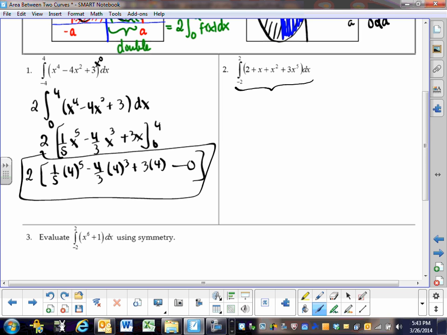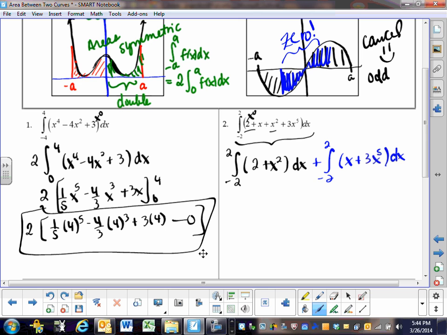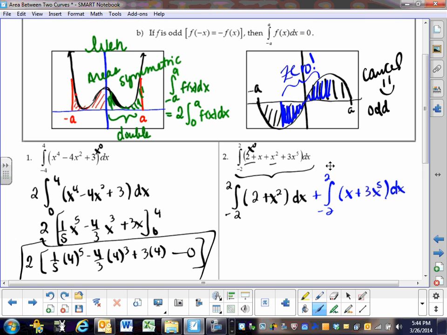If I have a function that can split up, I can even split this up because it's adding and subtracting: 2, which is even, plus x squared, which is even, dx. So I'm taking the x to the 0 and the x squared, plus from negative 2 to 2, the odd part, x plus 3x to the 5th dx, and use both rules on the same function. I just have to split it apart. So remember, plus and minus are normal, so I can split this.